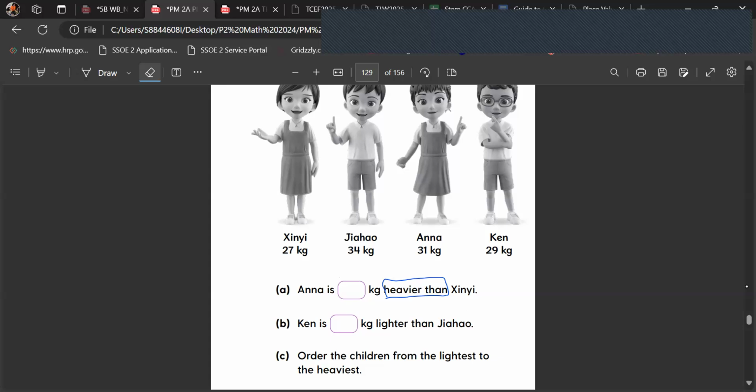Right? So what you need to do is first know that Anna is 31 kilogram, Cindy is 27 kilogram. So I need to do 31 minus 27. That is 4. Very good. Very fast. So Anna is heavier than Xingyi. That's correct. Exactly how much heavier? 4 kilogram heavier.